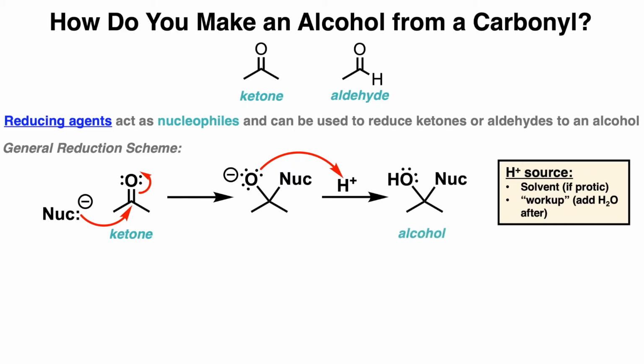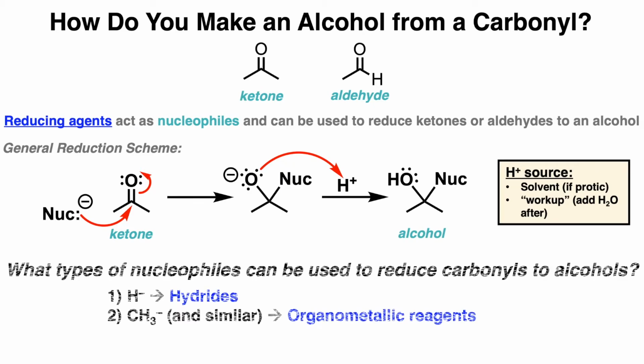to eventually form the alcohol product. There are two types of nucleophiles that can be used to reduce carbonyls to alcohols, and you can use either a hydride like H-, or you could use a carbon nucleophile through an organometallic reagent. So let's get into more details on what these are.